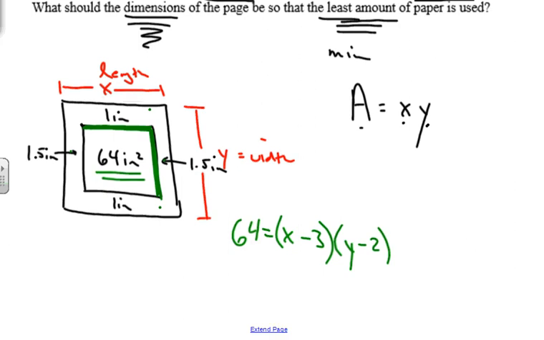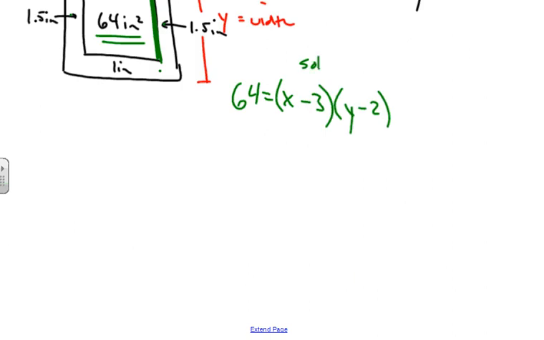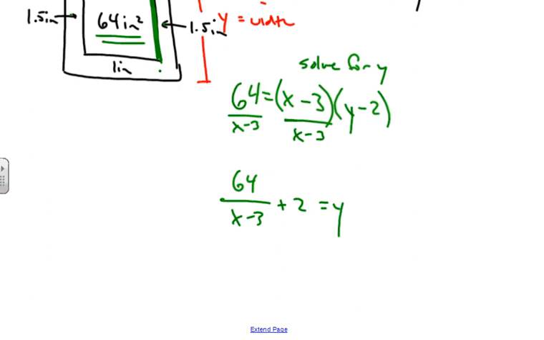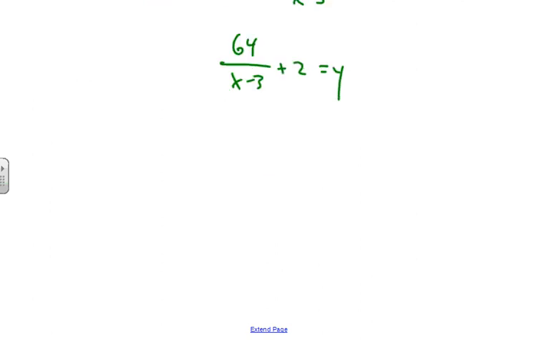So use this equation to solve for one of the variables. Well, I'm going to solve for y, it doesn't matter. What we're going to do is divide both sides by x minus 3, so 64 divided by x minus 3. We're then going to add the margin to the other side and itself. I'm going to simplify this real quick. Get a common denominator, so I have 64 plus 2 times x over x minus 3.